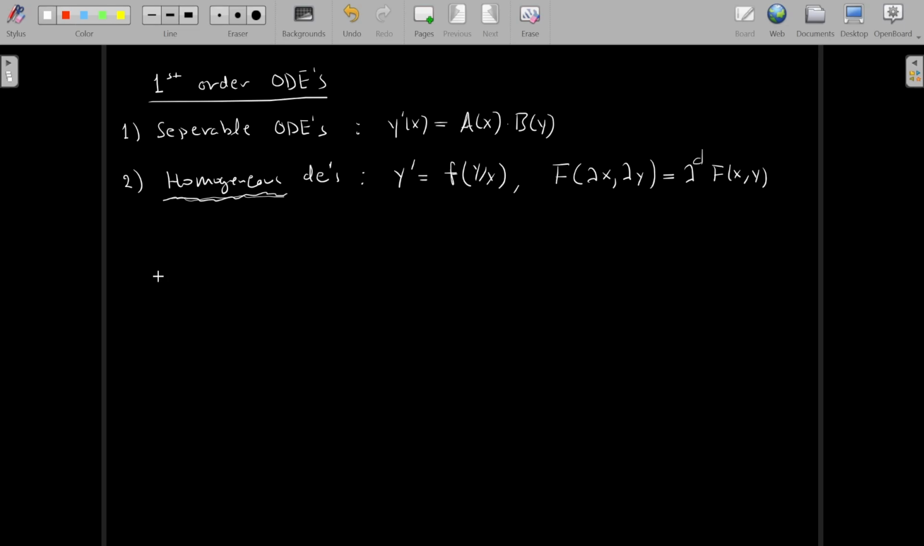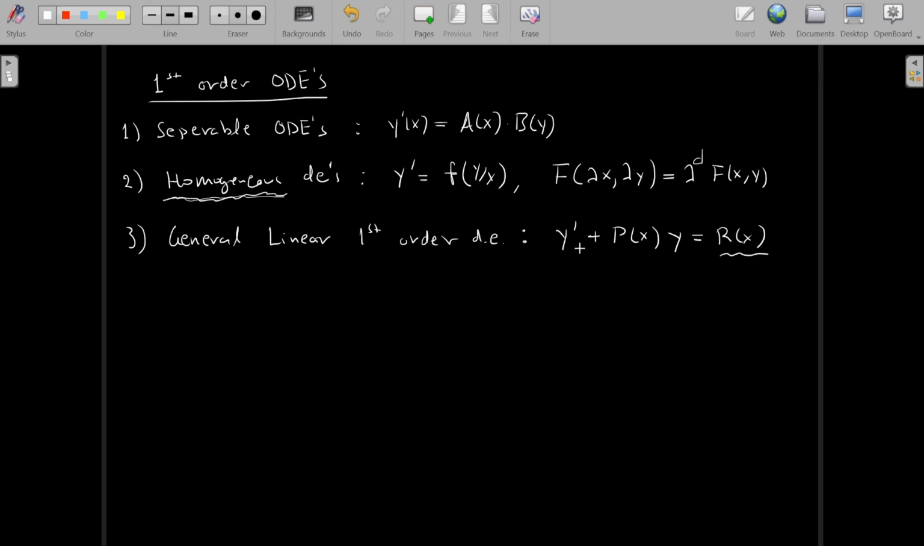in general. This is just an abuse of wording here. Now to continue, third we have the general linear first order ODE, which does have an exact solution, and it is written as y prime plus a function of x times y is equal to another function of x. This can immediately be seen to be a non-homogeneous equation due to this term right here, and it is also linear.